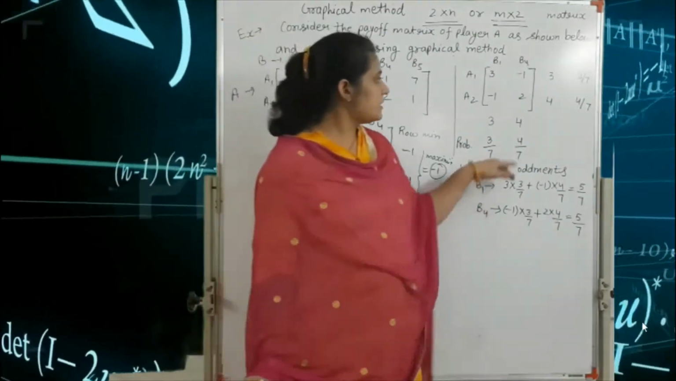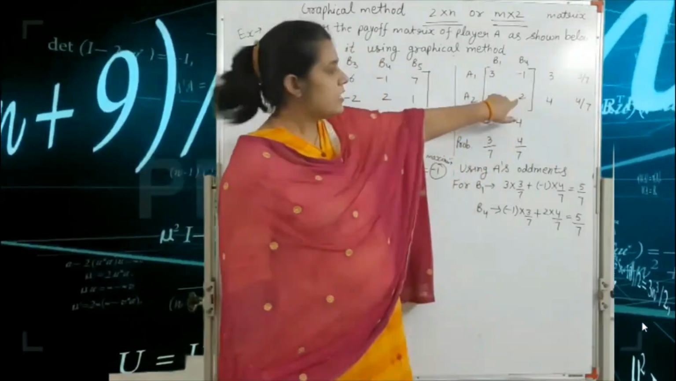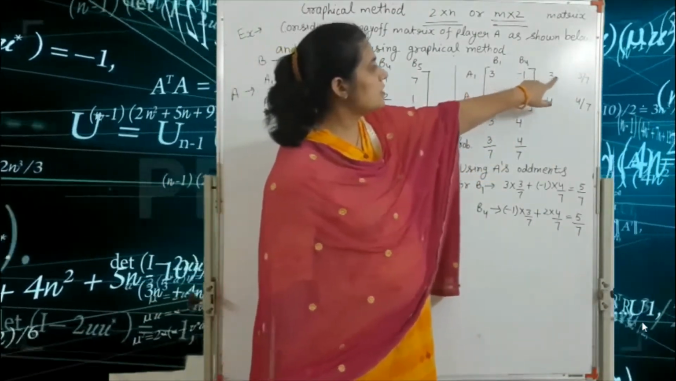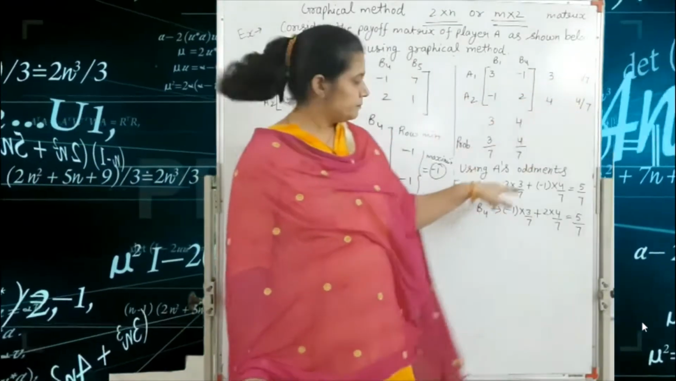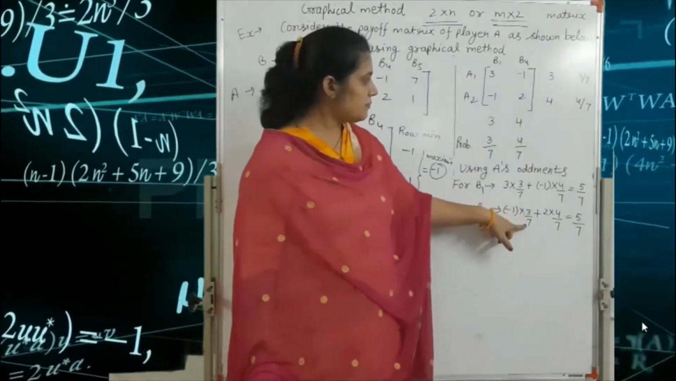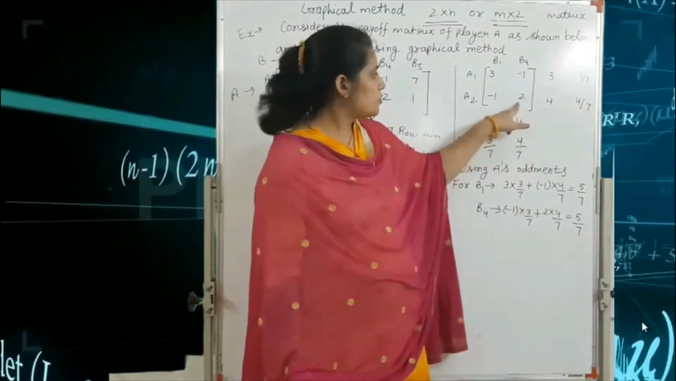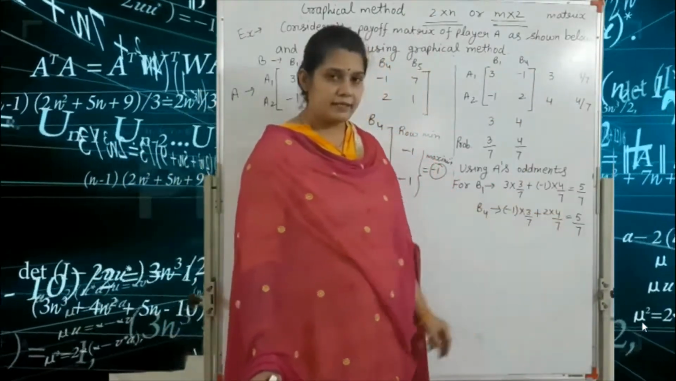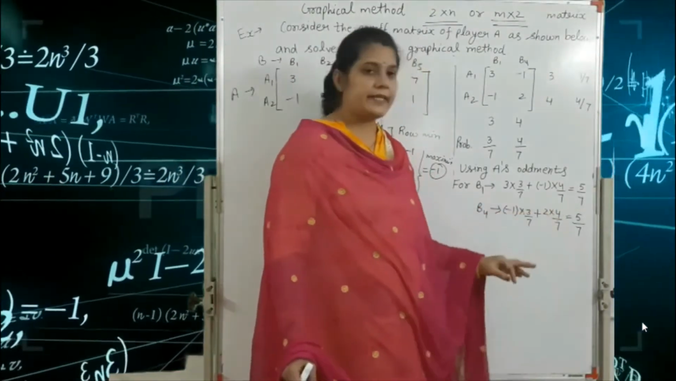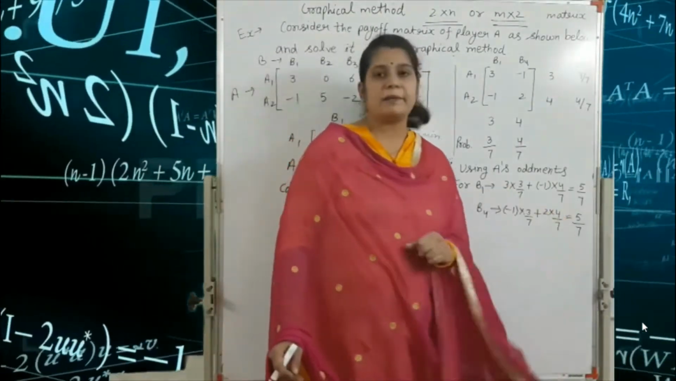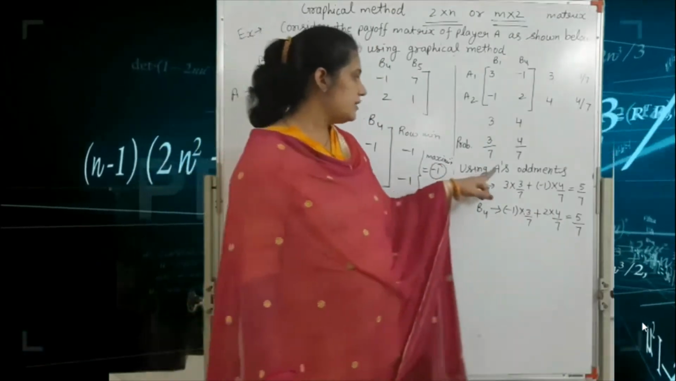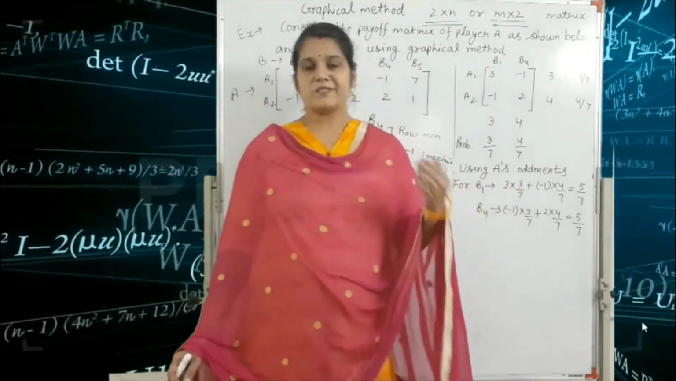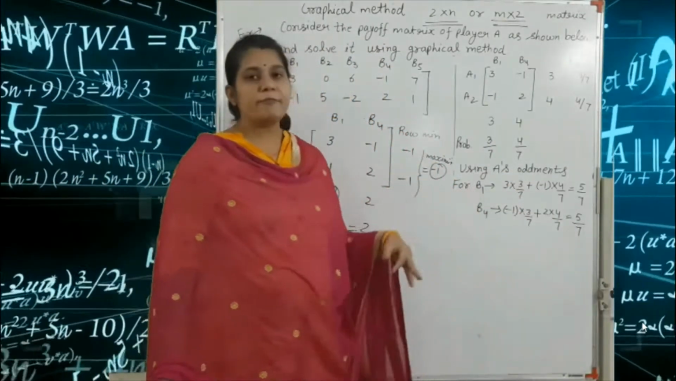Okay, second one is we find the B4. So B4 means minus 1 into 3 by 7 plus 2 into 4 by 7. So 2 into 4 by 7, that means minus 3 plus 8. So 8 minus 3, that means 5 by 7. So here we find using S oddments with the help of B1 and B4.